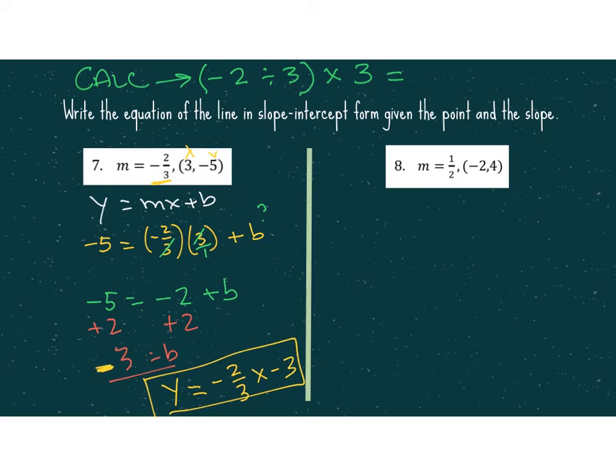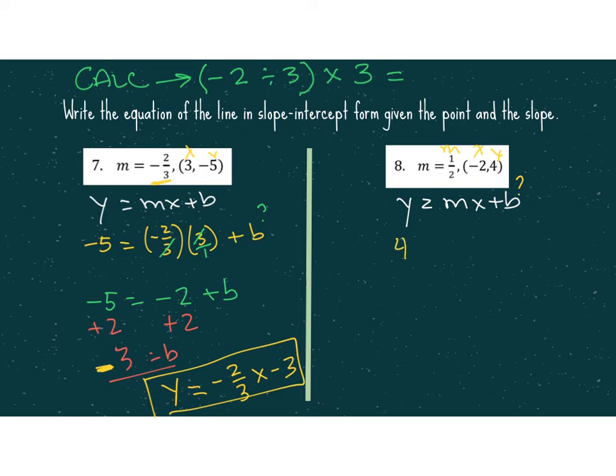All right, number 8. Y equals mx plus b is my form of my equation. You don't have to write that every single time. I'm just doing it so we have a reference. Here is the m, here's the x, here's the y. I don't know b, so let's plug in what we know.